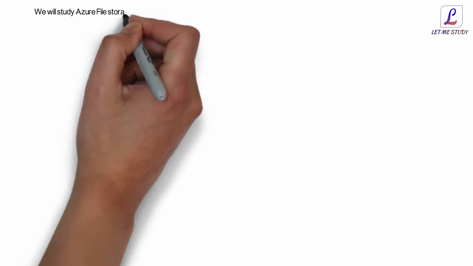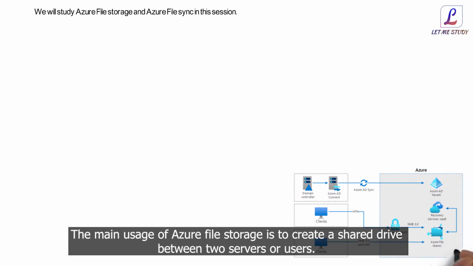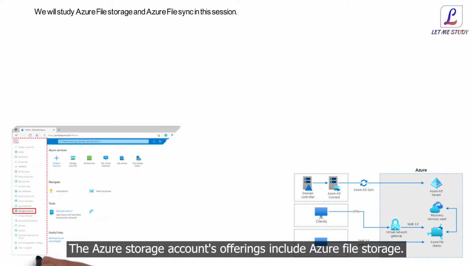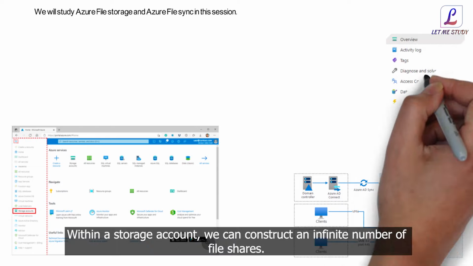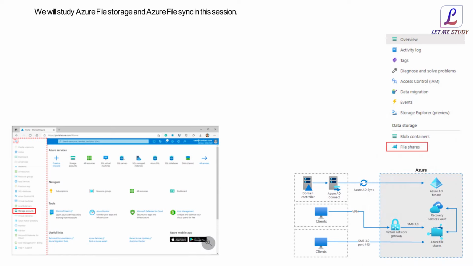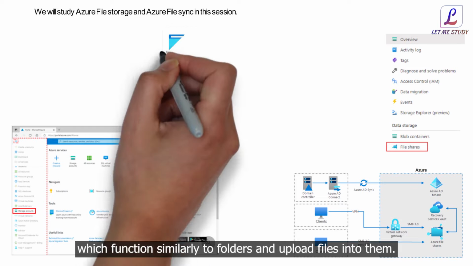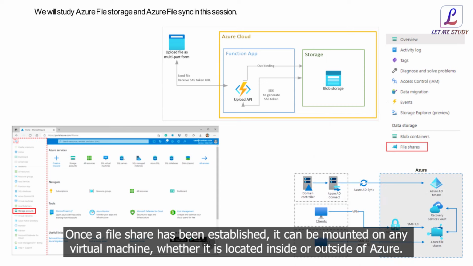We will study Azure File Storage and Azure File Sync in this session. The main usage of Azure File Storage is to create a shared drive between two servers or users. The first requirement for the Azure File Storage structure is an Azure Storage account. The Azure Storage account's offerings include Azure File Storage. After we have created an Azure Storage account, we will set up file sharing. Within a storage account, we can construct an infinite number of file shares. Once file sharing has been established, it is possible to construct directories which function similarly to folders and upload files into them. Once a file share has been established, it can be mounted on any virtual machine, whether it is located inside or outside of Azure.